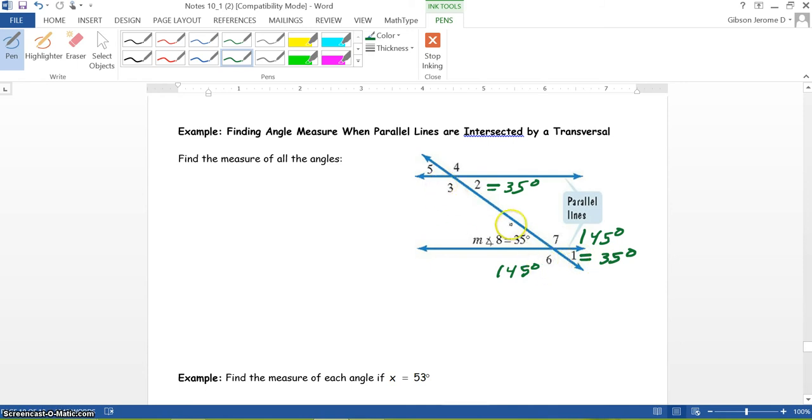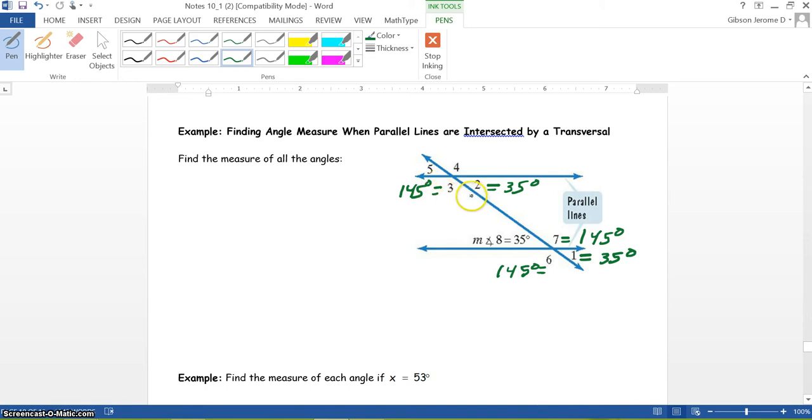So now we come here, alternate interior angles. We could have, let me put these equal signs here. Angle 7 and angle 3 are alternate interior angles. So angle 3 would be 145 degrees as well. So I could write this right in here. So angle 3 is 145 degrees.